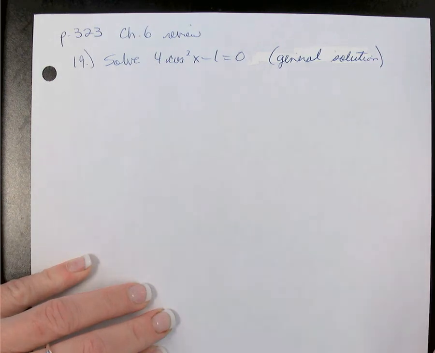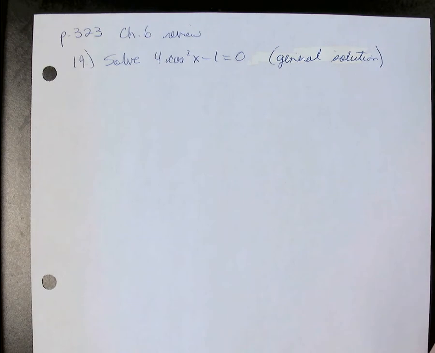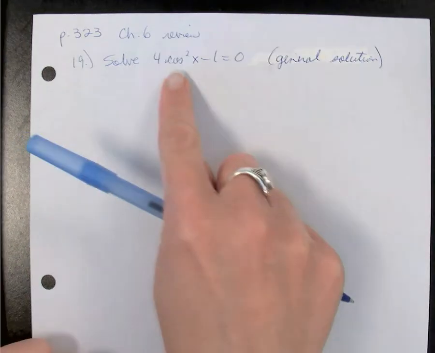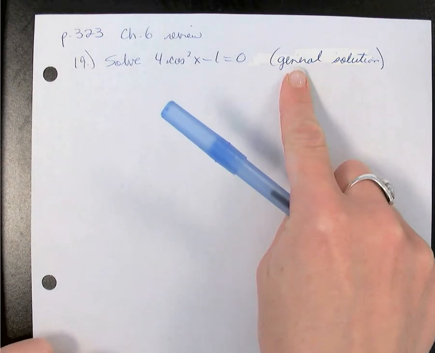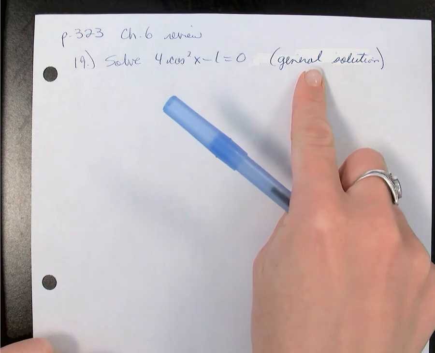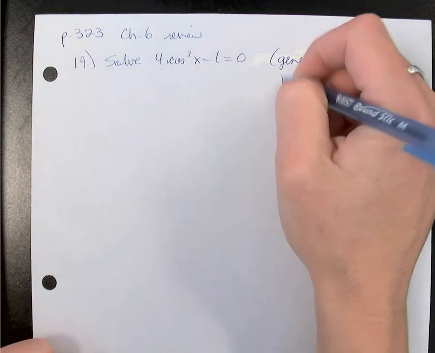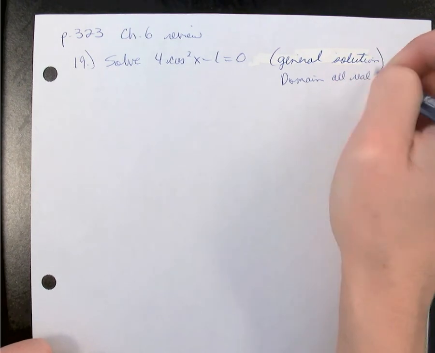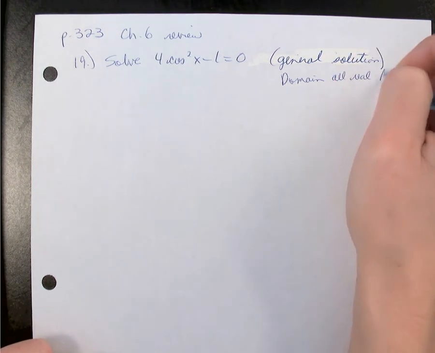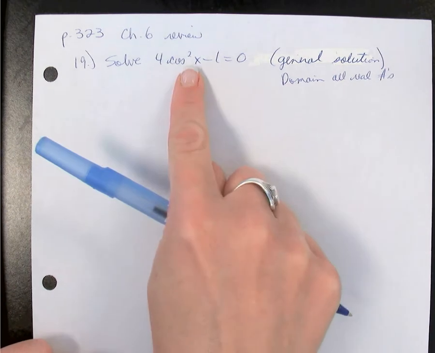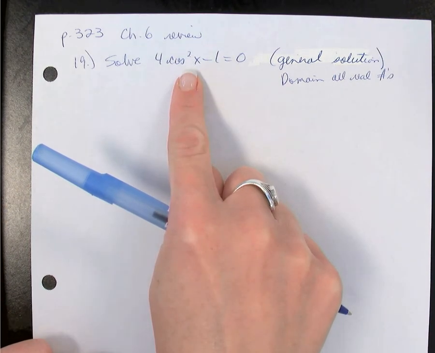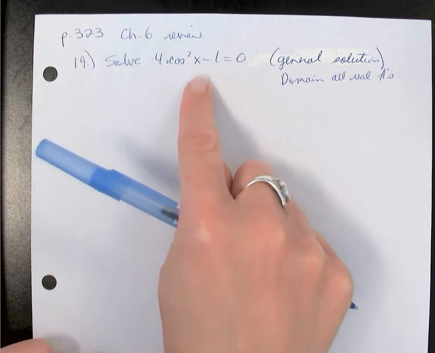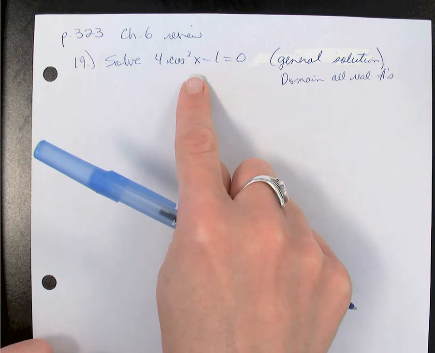Page 323, Chapter 6 Review, question number 19. Solve 4 cos squared x minus 1 equals 0, but for the general solution. So that means that the domain is all real numbers. So it's everything but any restrictions that we would have. If we take a look at the restrictions, because we only have cos x, there aren't any restrictions anyways. So it's just several revolutions into infinity in both directions that we're looking at.